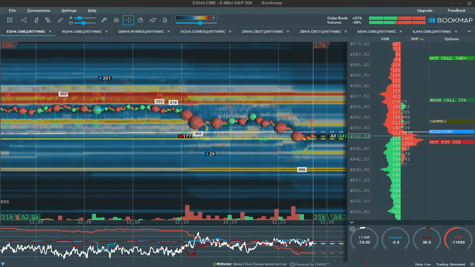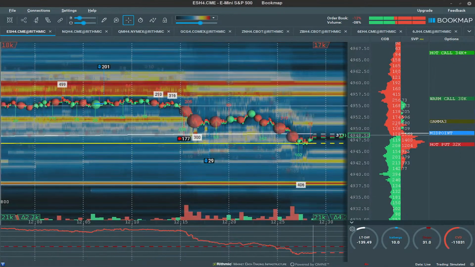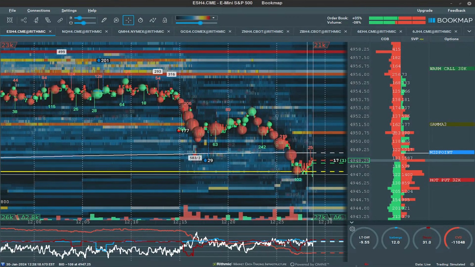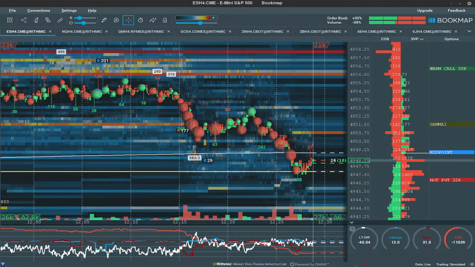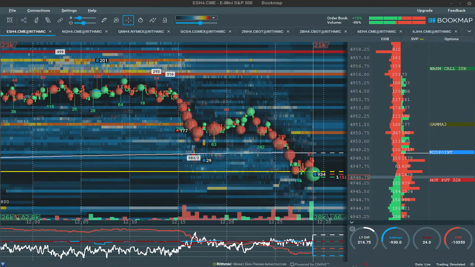So let's see here. Well, it's just a continuation of this same move, right? We're going to zoom in a little bit more to the microstructure. You can see it's lower highs, lower lows. It is a downtrend in this very short time period, and we're getting some continuation there.